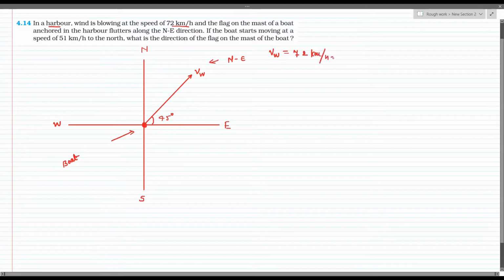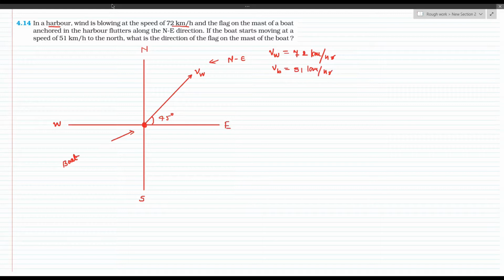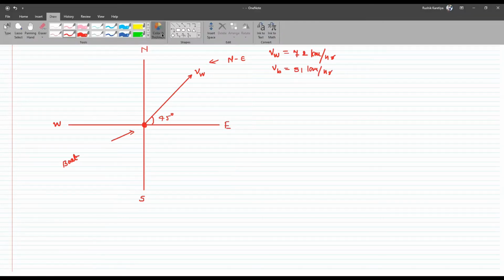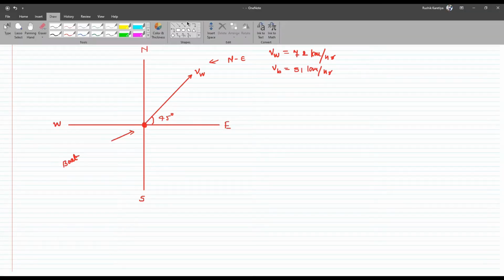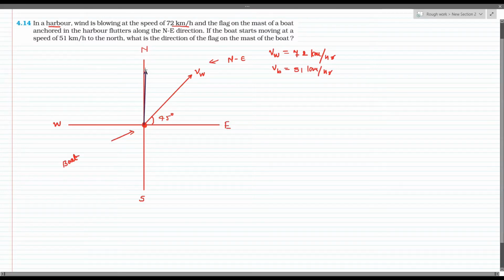72 kilometers per hour. Now, if the boat starts moving at a speed of 51 kilometers per hour, let's say the velocity of the boat VB, right, 51 kilometers per hour. So I'm drawing the vector of the speed of the boat with a different color, as you can see here. This is a vector corresponding to the velocity.